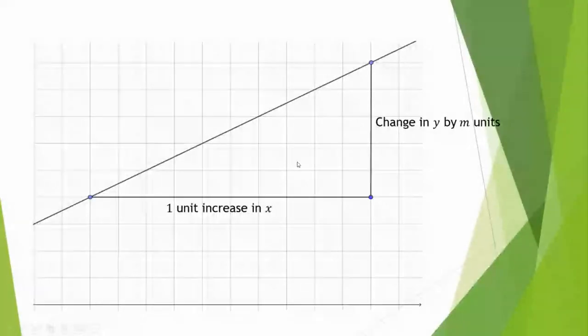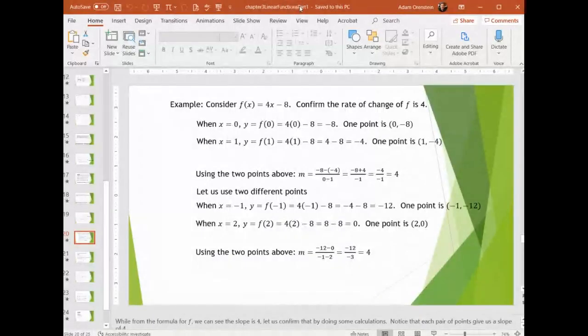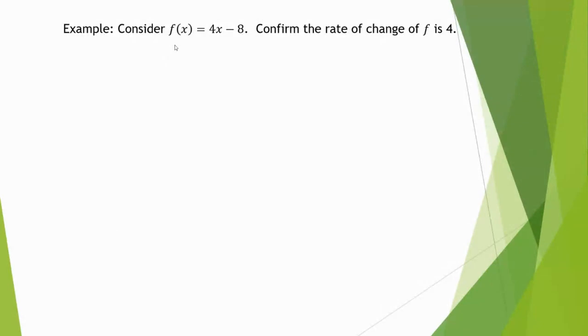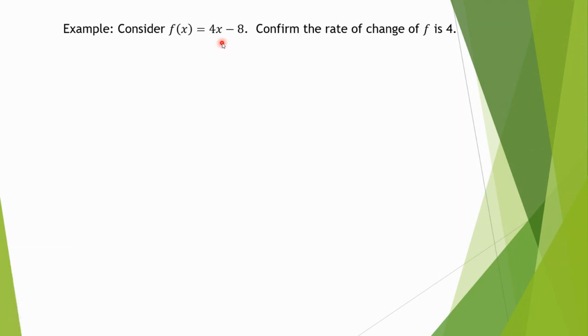Let's do another example. So here's an example of a linear function. Just make sure, am I recording? Yes, I am. Good. Okay. So we have f of x equals 4x minus 8, 4 times x minus 8.